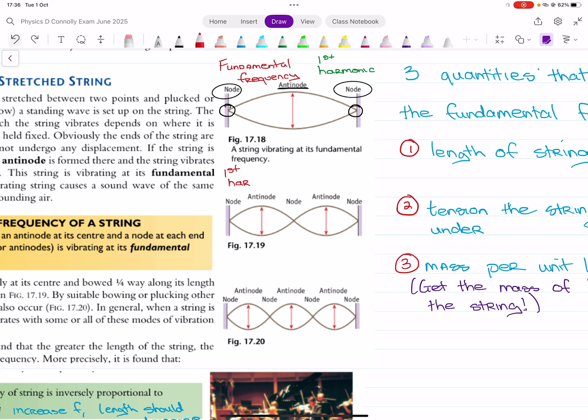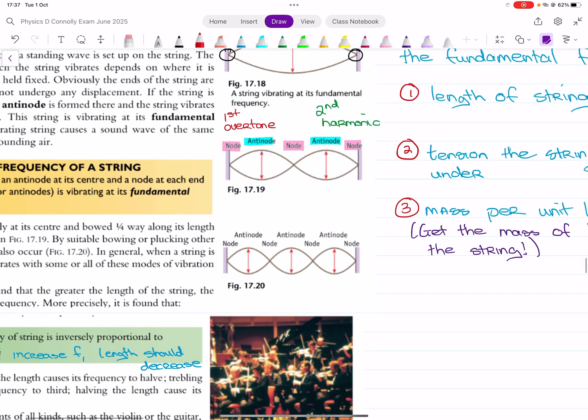No, it's not. Sorry. This is the first overtone. This is the second harmonic. Okay, and what this one looks like, you can see it here. So we've got 1, 2, 3 nodes and 2 antinodes, and you get that sort of infinity shape.